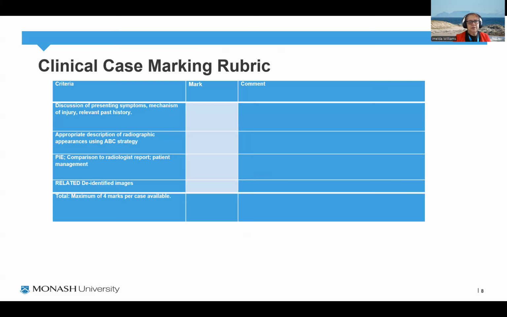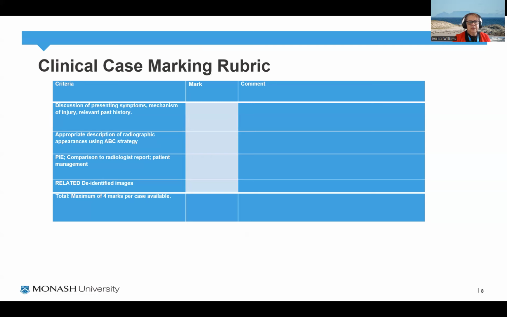So the marking rubric for the clinical case, the criteria that we're looking at, is the presenting symptoms and then appropriate description of radiographic appearances. And for that, you can use the ABC search strategy. However, you don't need to use all of the ABC search strategy. So for example, if there is a fracture of the knee and there is some malalignment, you would then include A for alignment, B for bone, and then if there are any soft tissue signs, but you don't have to include the whole of the ABCs.